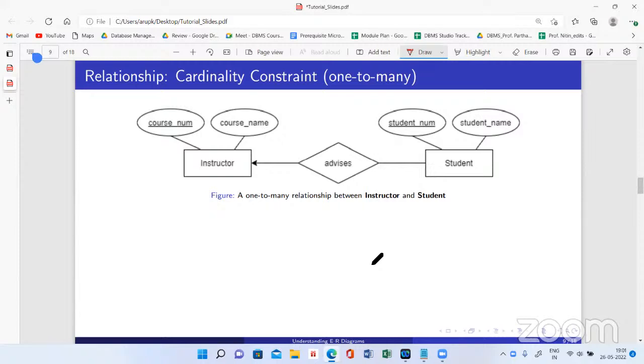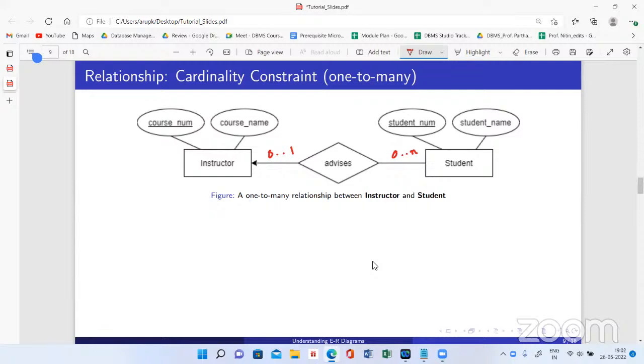An instructor can have how many students? At most 10, because this is the inside. And the student can have 0 to 1 instructor, at most one instructor, right? At most 1.